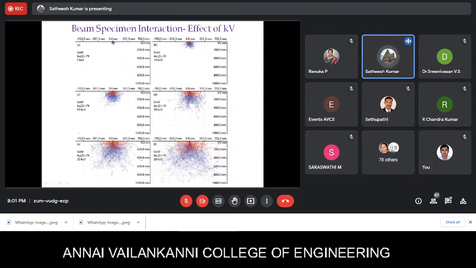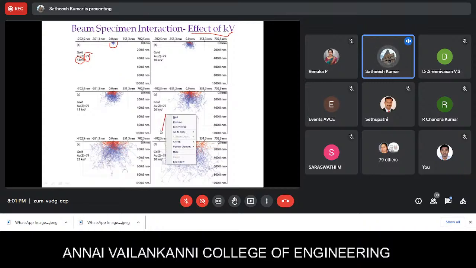This is a typical simulated example of the effect of accelerating voltage on the beam-specimen interaction volume. We have an accelerating voltage of 5 kV here, which is increased up to 30 kV on the same material, gold, which has an atomic number of 79. You can see how small the interaction size is at a low accelerating voltage, and how it increases as you increase the voltage.